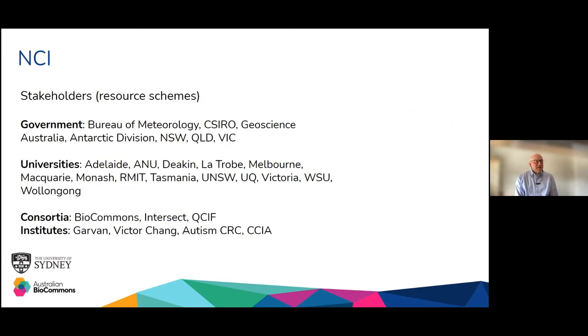In terms of using NCI, NCI is a collective enterprise with a number of stakeholders. At present, our stakeholders cross government, the university sector, and various consortia and institutes. In the government space, the largest stakeholders are the Bureau of Meteorology and CSIRO, far and away the largest users in that area. But we've also seen progressive growth in supporting various activities under state governments as well. That's another area we see incremental growth over time.